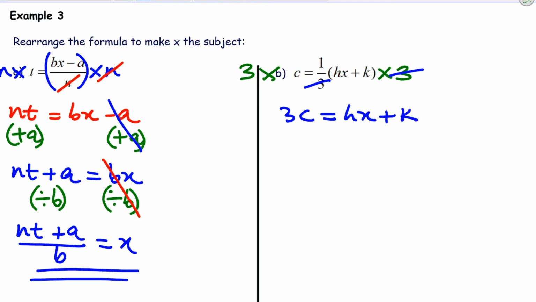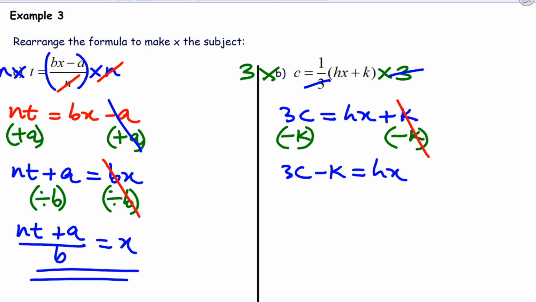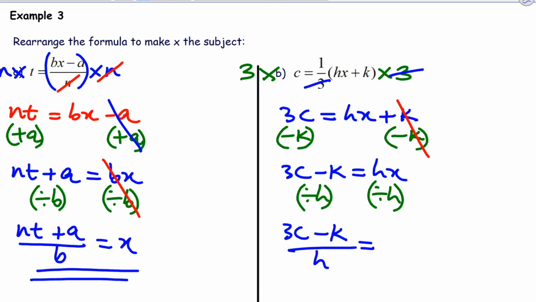The next step will be, remember, we want to be left with the x on one side, so subtract k. And k minus k, that will be equal to 0. So you'll have 3c minus k is equals to hx. The opposite of multiplying by h is dividing by h, so we divide by h on each side. And therefore, you shall be left with this equation, 3c minus k over h will be equal to x.